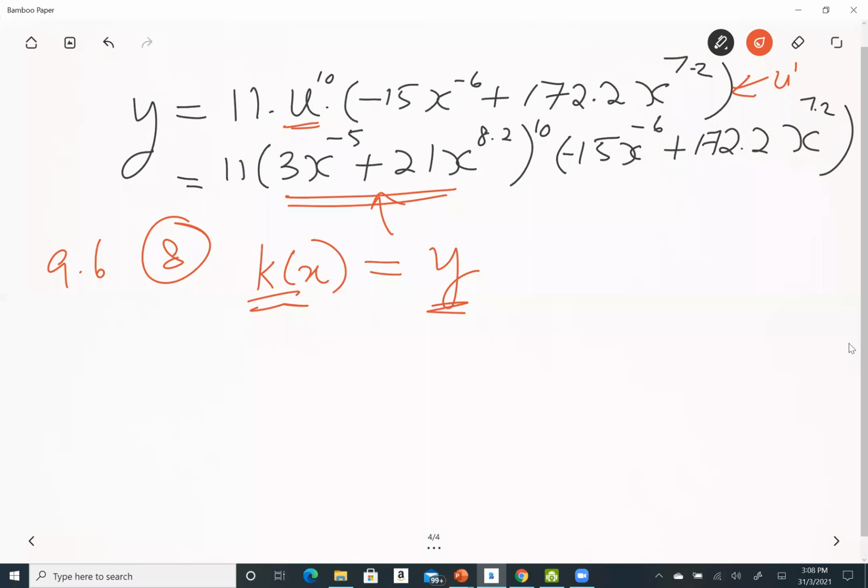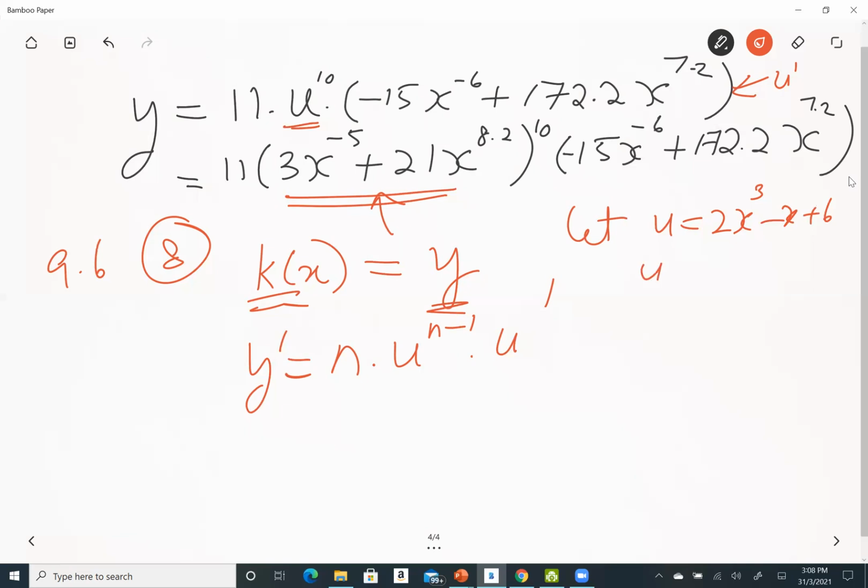The rule for this kind of function is y prime equal to n multiplied by u to the power of n minus 1 times u prime. So you let u be equal to the term in the bracket, 2x cubed minus x plus 6. And what is u prime? U prime is 6x squared minus 1. So that is u prime.